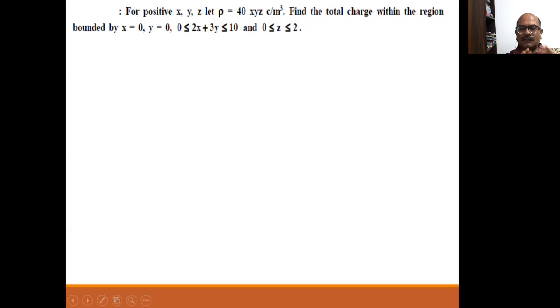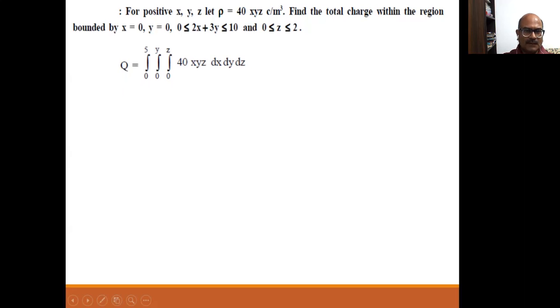So the region is given where the volume is available, and within that volume you have to find the total charge, and also the volume charge density is given in the question. Then this task will be very easy. The total charge is the triple integration of rho dV, where rho is 40xyz, and the volume element is dx dy dz.